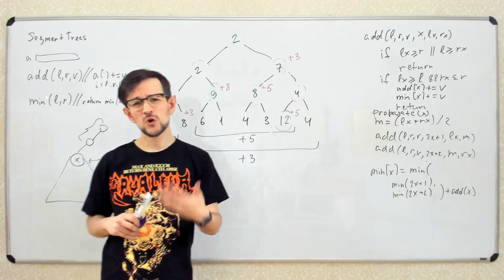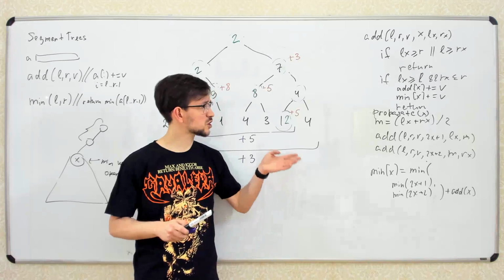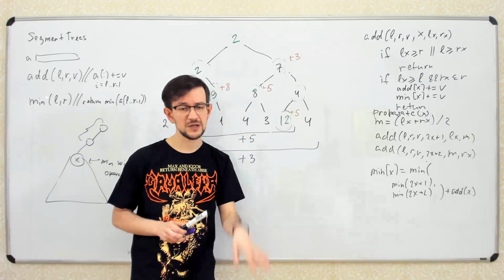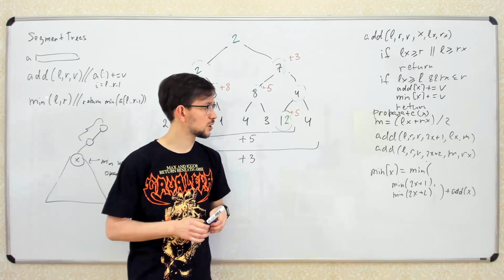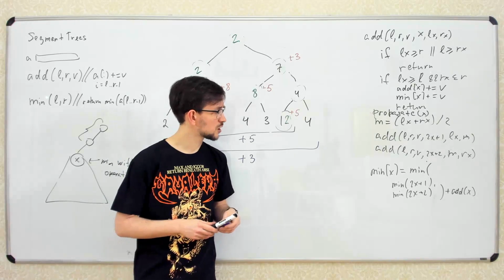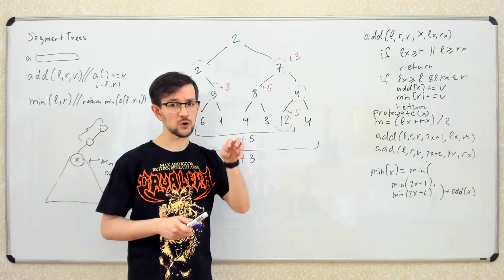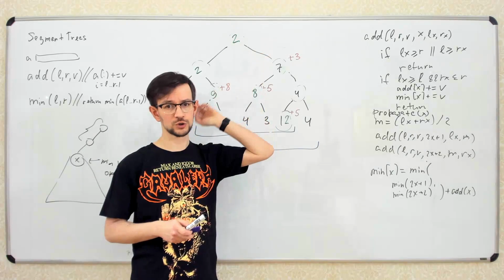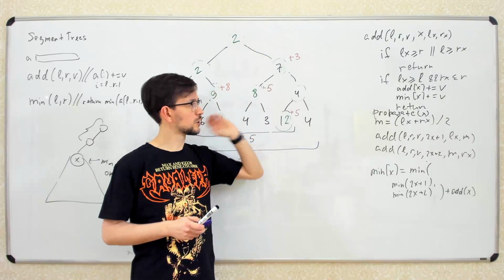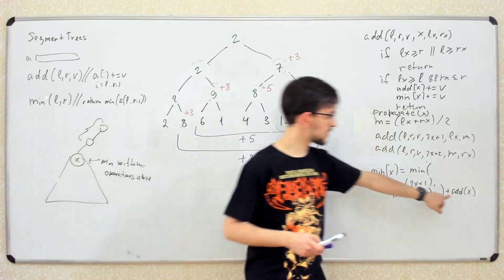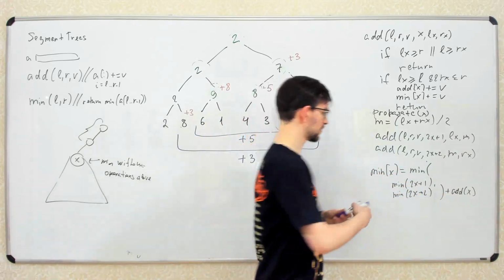Yes, and if you have propagation, actually the code becomes even easier because when you have propagation, you guarantee that all nodes from this node to the root are empty. So when you use propagation here, this add actually is 0. So you can remove this add.